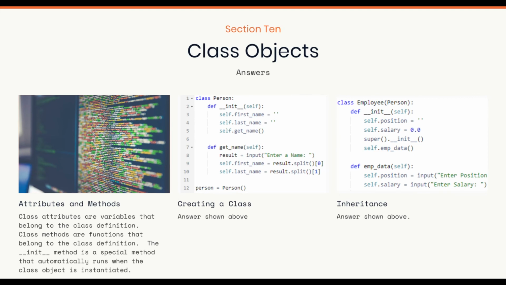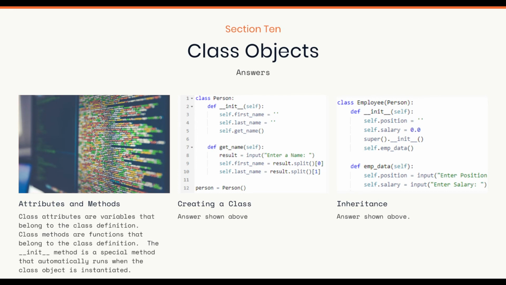Then we can see the definition of the get name method. The result is equal to the input of enter a name, and then the first name and last name is equal to the splitting of that result. All right, and then on line 12, we create an instance of it. So if we ran that program, we would get prompted to enter a name. Okay, inheritance. The answer shown above.